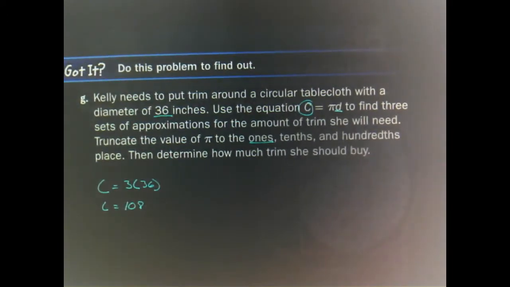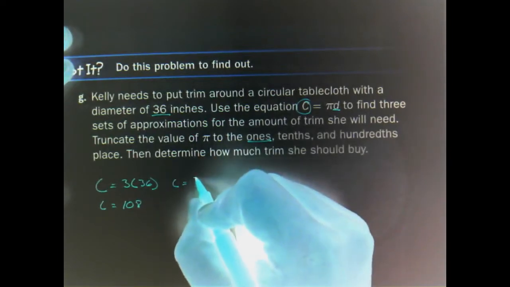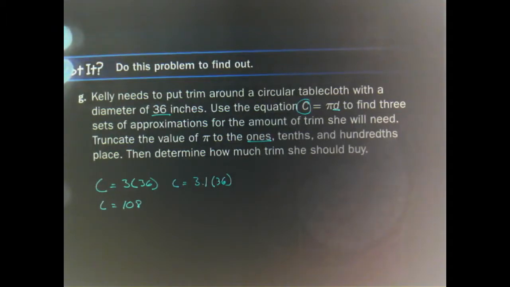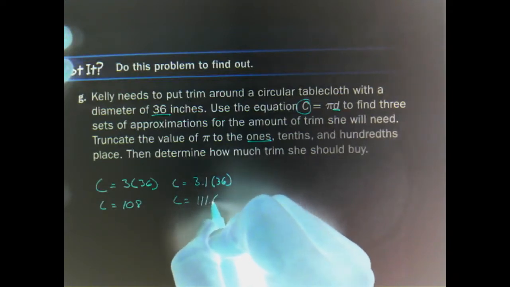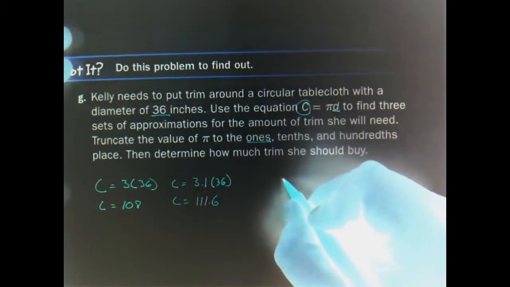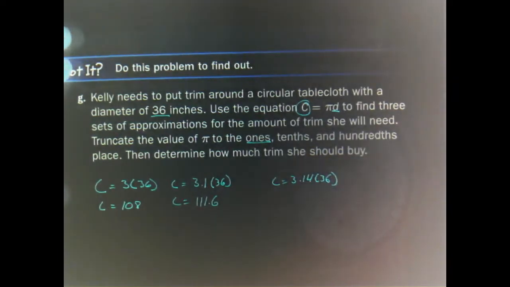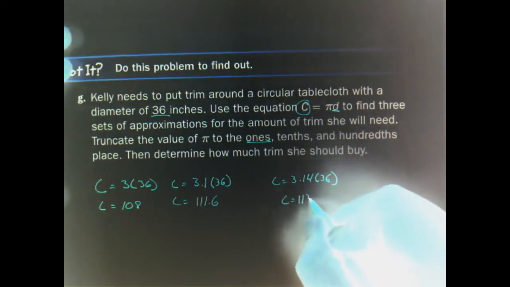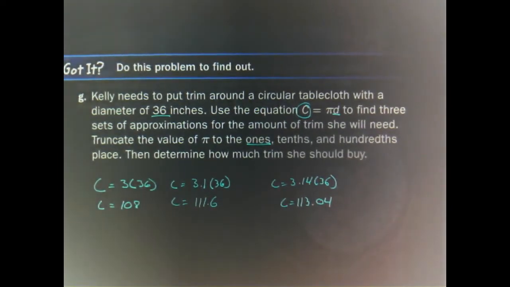Now I need to approximate it to the tenths position. So C is equal to 3.1 times 36, which is 111.6. Lastly, I'll do it to the hundredths. C equals 3.14 times 36, which is 113.04. So here are our approximations for the amount she would need.